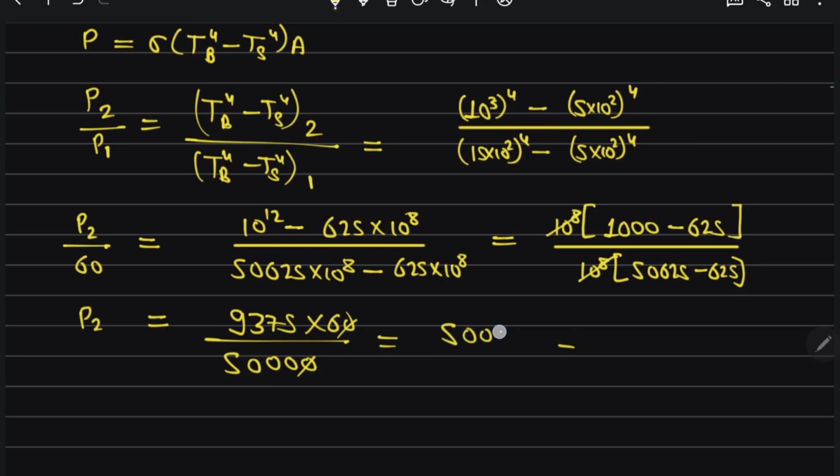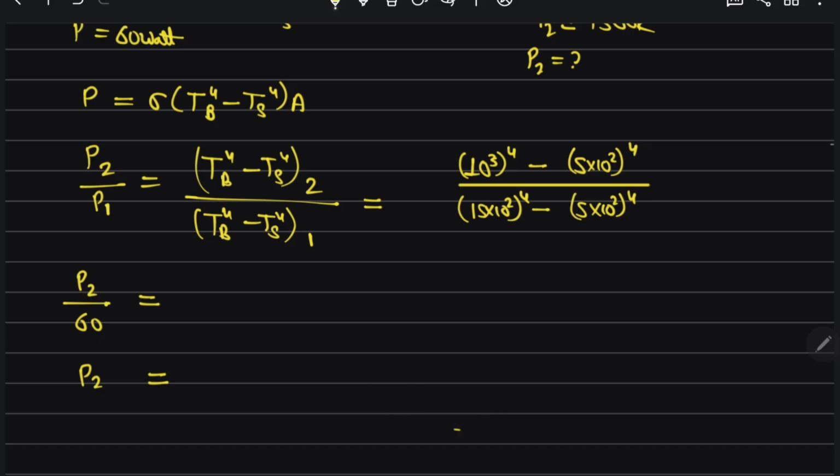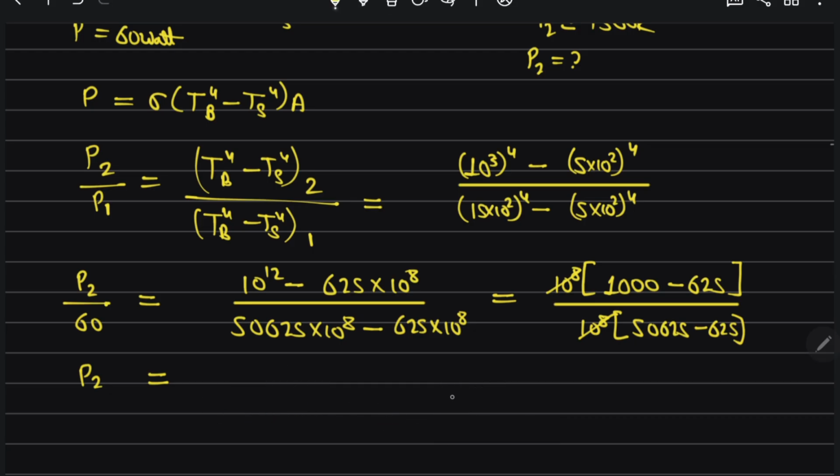Means this is 5,000 divided by 9375 into 6. I think we have done a wrong calculation. Just one minute, we can rectify it. This is not a problem. What we have to do is interchange: the numerator becomes the denominator and the denominator becomes the numerator.